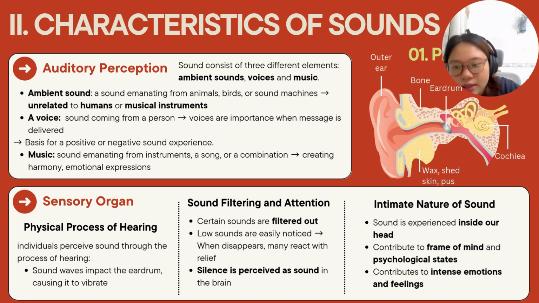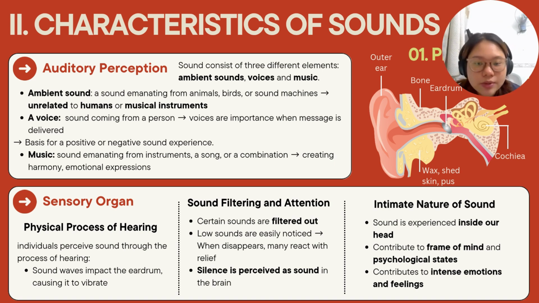Secondly, talking about the sensory organs of the ear, the physical process of hearing. How can we hear all the sounds and stimuli in the environment? An individual perceives sound through the physical process of hearing, which is how sound transforms from the environment to our mind. The sound wave impacts the eardrum and causes it to vibrate, and this vibration is transmitted into our brain to make it into a sound.